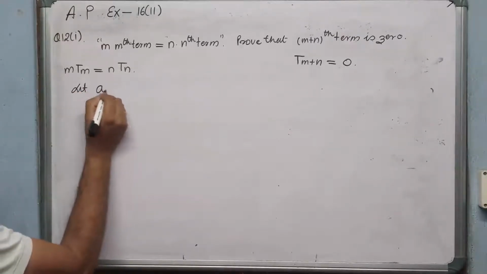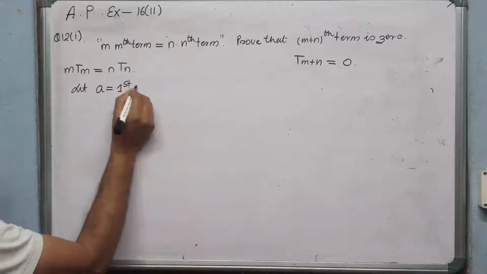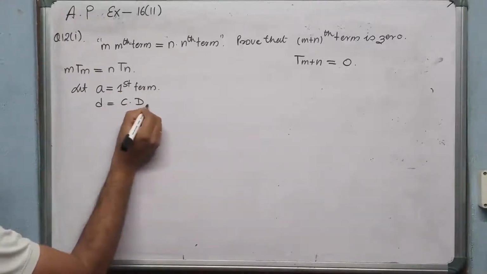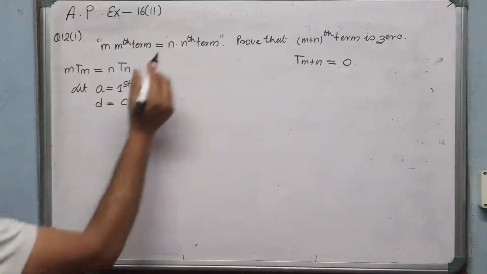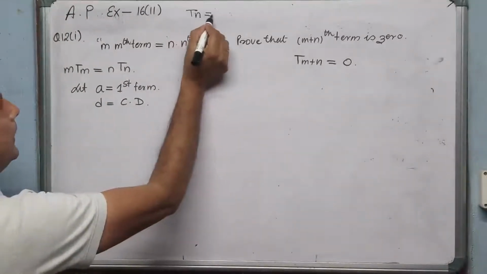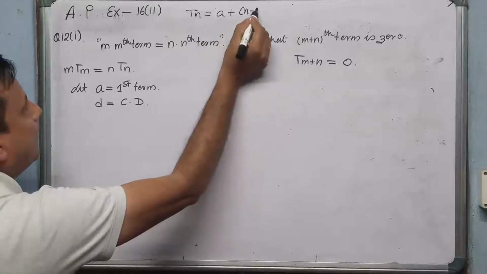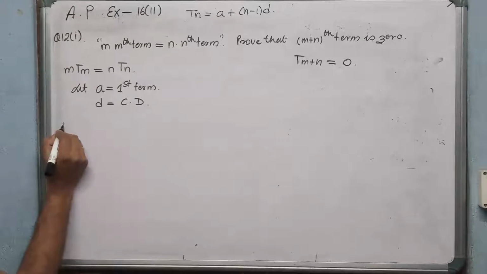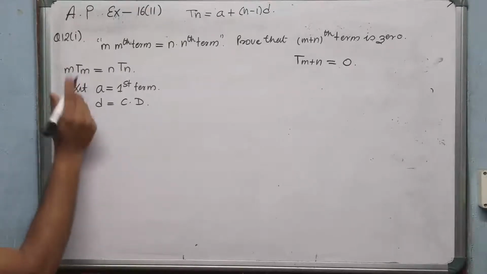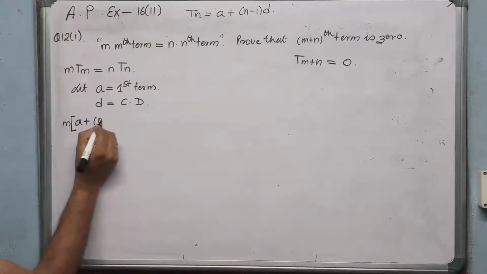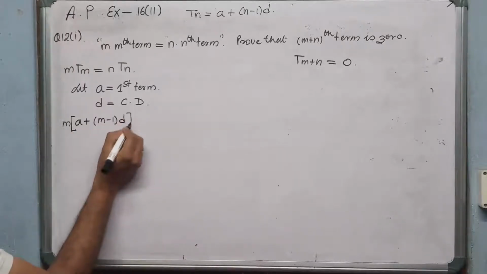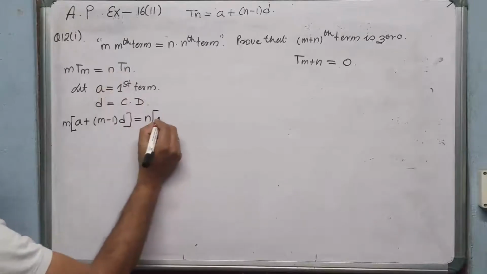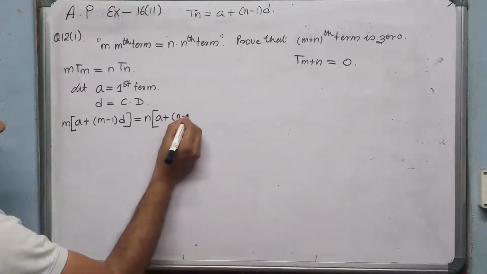Let a be the first term and d the common difference. Now the Tn formula is a plus (n minus 1) into d, and I'm going to use this formula. Similarly, m into Tm, which is a plus (m minus 1) into d, is equal to n into Tn, which will be a plus (n minus 1) into d.